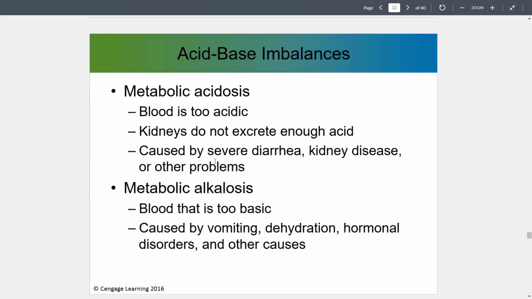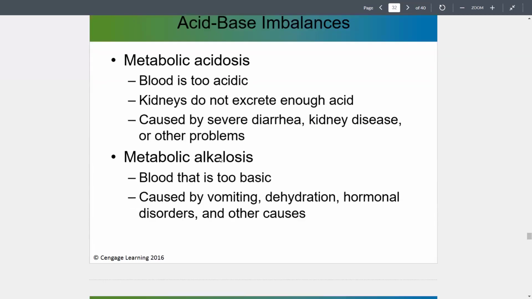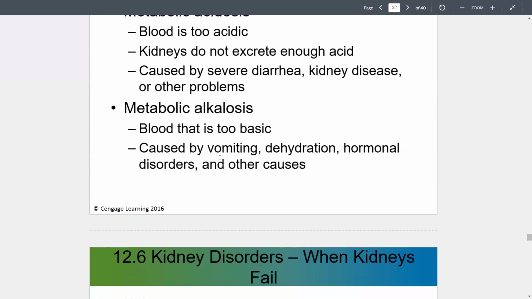Okay, so here's some imbalances that people can have. There's metabolic acidosis, where your blood is too acidic, which can cause a lot of issues. You're not excreting enough acid. Or the opposite is metabolic alkalosis, where your blood is too basic. These are caused by things like severe diarrhea or vomiting. So they're usually a result of something else going on.